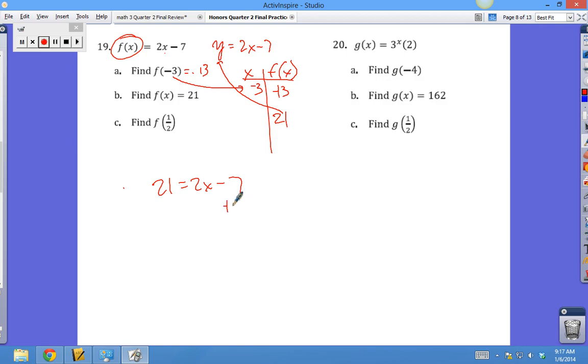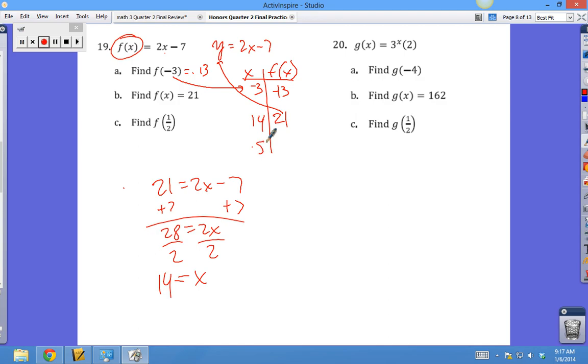Solve for x. Plus 7, plus 7. 28 equals 2x. Divide by 2, divide by 2. X must be 14. If you plug 14 in, does it give you 21? Yes, it does.